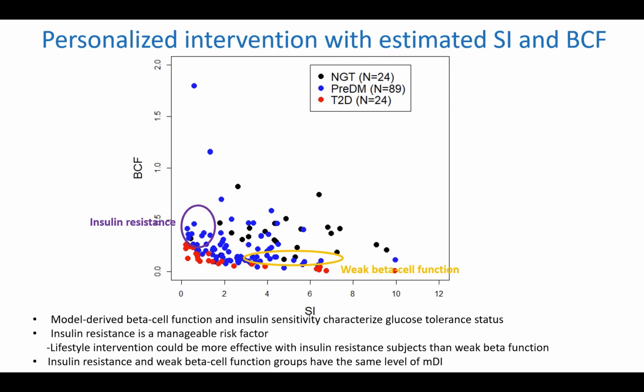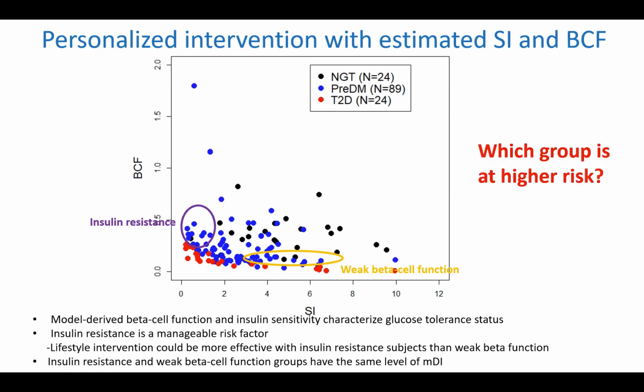As you will see, black is the NGT, blue is pre-diabetic, and red is type 2 diabetes. So the model-derived basal function and SI characterize glucose tolerance status. On top of that, insulin resistance is a manageable risk factor. Lifestyle intervention could be more effective with insulin resistant subjects than with weak basal function. But unfortunately, the insulin resistance group and the weak basal function group have the same level of DI.